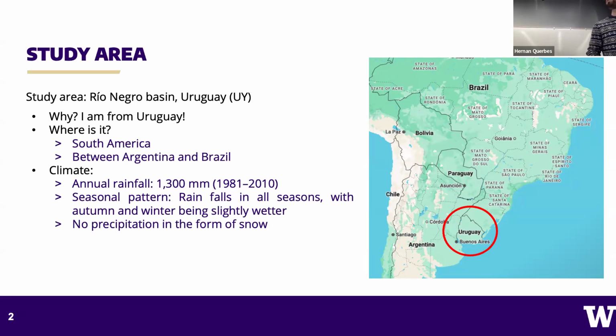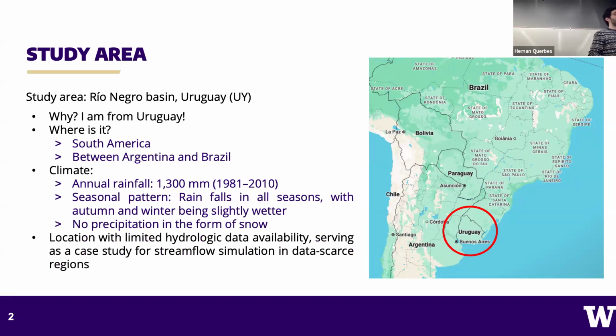Precipitation could be in the form of snow or rain. In Uruguay, we don't have any precipitation in the form of snow, just rain. And why Uruguay is a good case study for this project is because we don't have a lot of hydrological data available. So it's a good case study to see how to simulate streamflow in these cases.